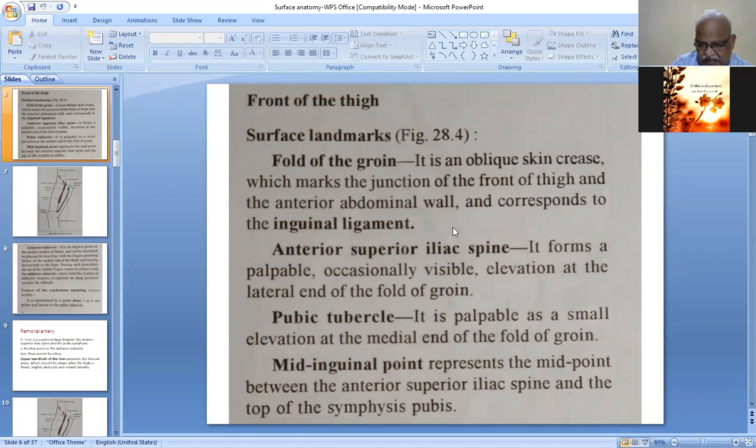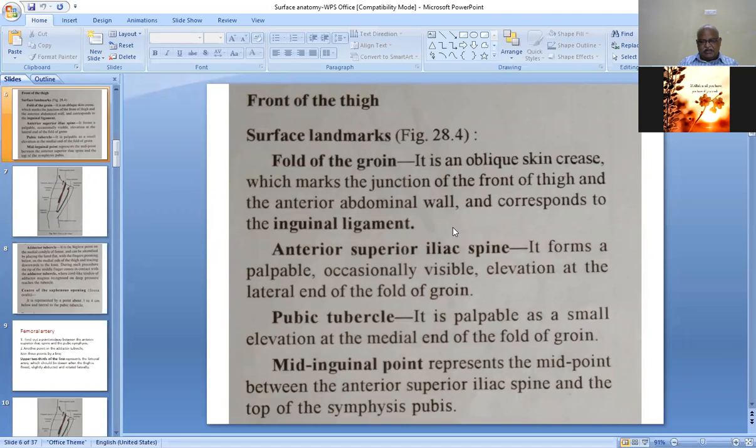Anterior superior iliac spine. It forms a palpable, occasionally visible elevation at the lateral end of the fold of groin. If you put your finger in the groin, that is the junction between the upper part of the thigh and the lower part of the anterior abdominal wall. If you go laterally, you will find a point, that is the anterior superior iliac spine, because the inguinal ligament is attached between the anterior superior iliac spine and the pubic tubercle.